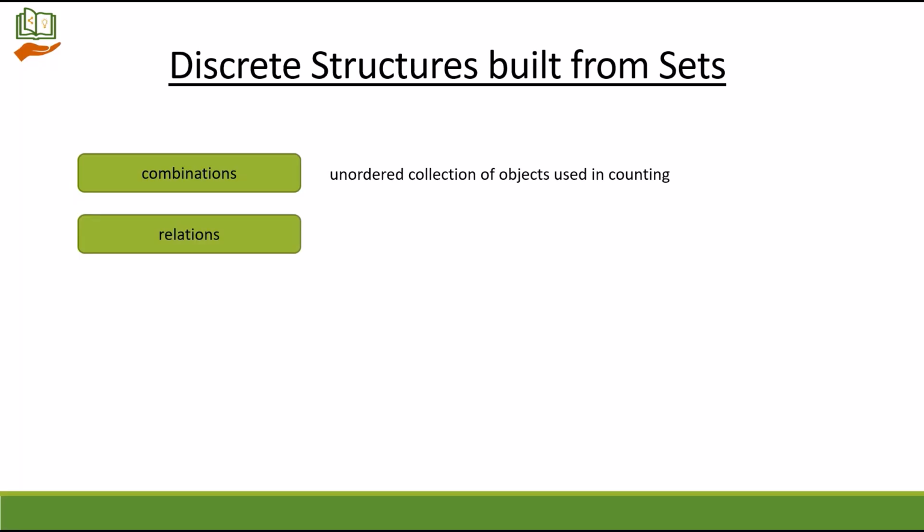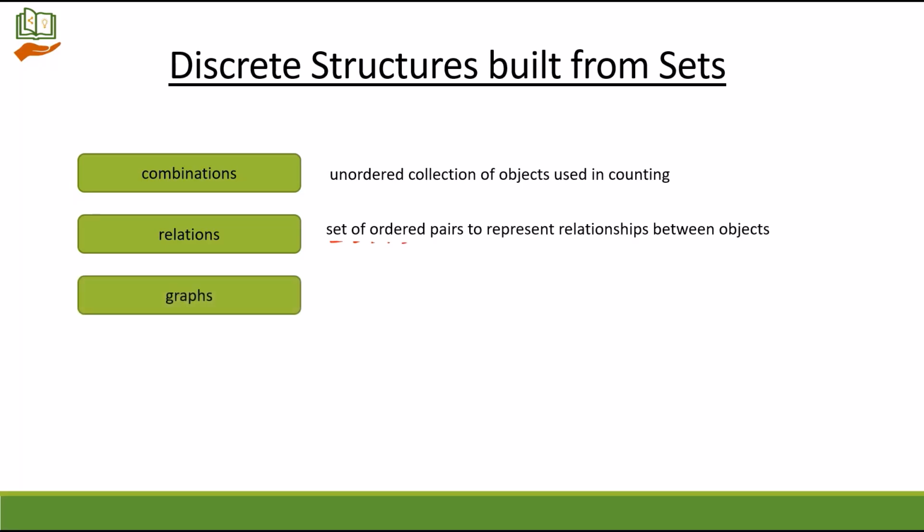The next one is relations. A set of ordered pairs to represent relationships between objects. From the term itself you can understand they make use of sets. The next concept is graphs. When you want to construct some graph, you will be using nodes or vertices and edges. So what are these actually? You have a set of vertices and edges that connect vertices.